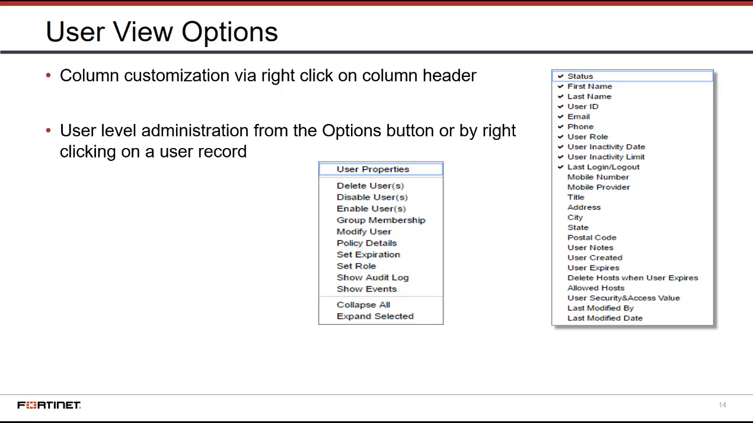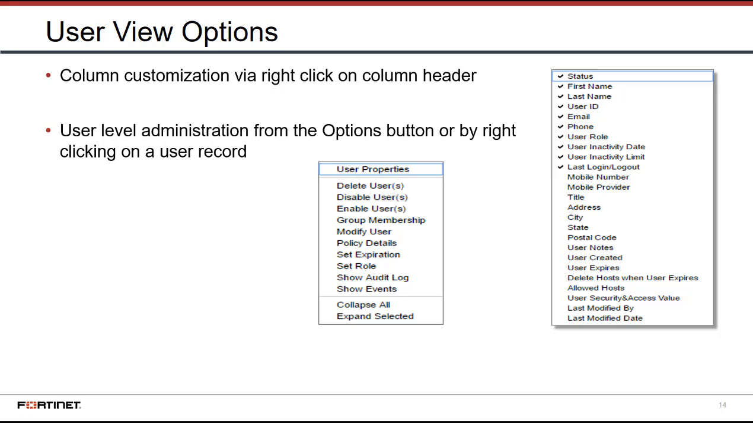A right click on the user themselves, you'll see the very top option is user properties. That's the most commonly selected option, so we put it right at the top, but that's going to give us access to the user property window, which we'll see in a moment. And then the next section is really what can we do to this user. We can delete the user, disable the user, enable the user, see what group memberships the user is part of, and modify the user, and so on.